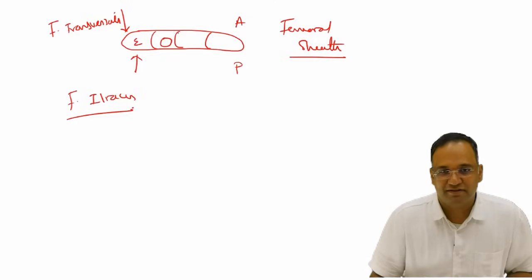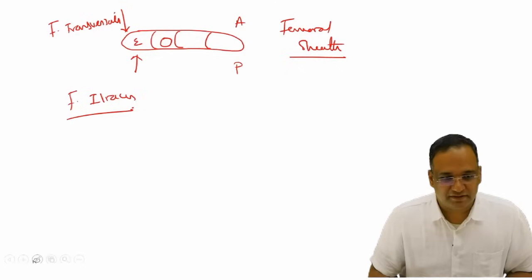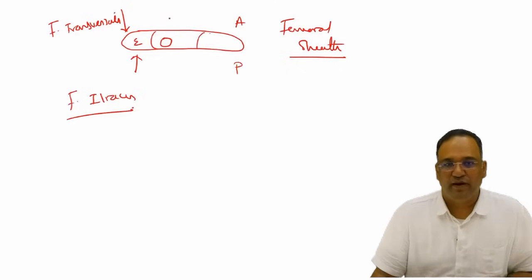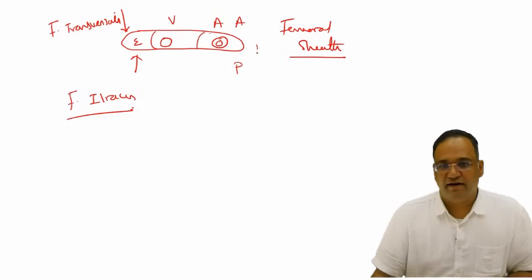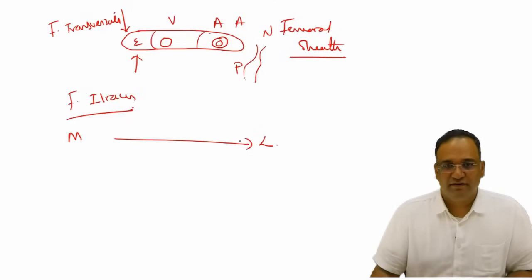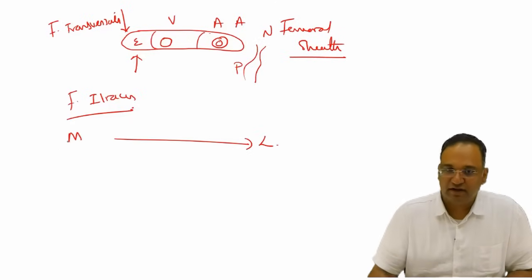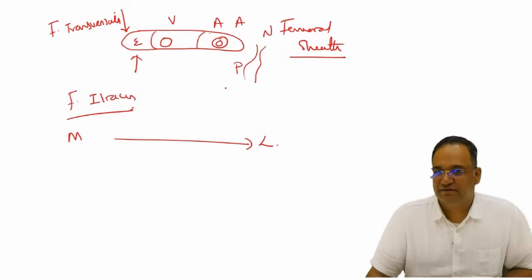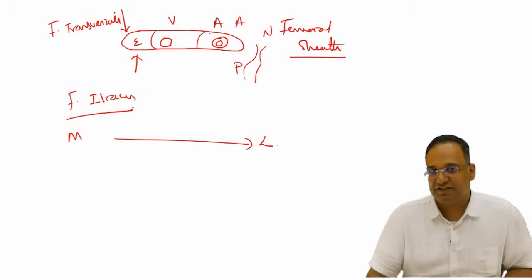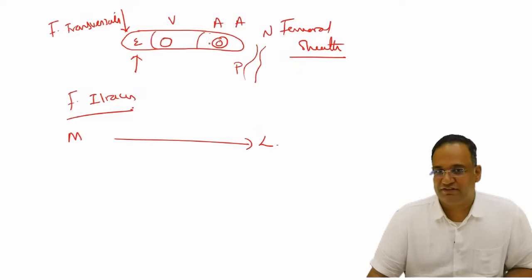Okay, 3 compartments. And if 3 compartments, then this compartment should not be there. So, vein, artery and nerve. This is the femoral nerve. So, medial to lateral: vein, artery and nerve. Nerve will be outside the sheath. Vein will be inside the sheath. Artery will be inside the sheath.